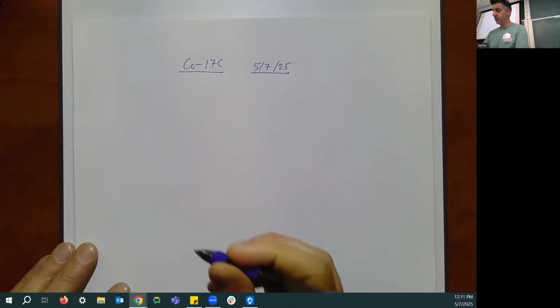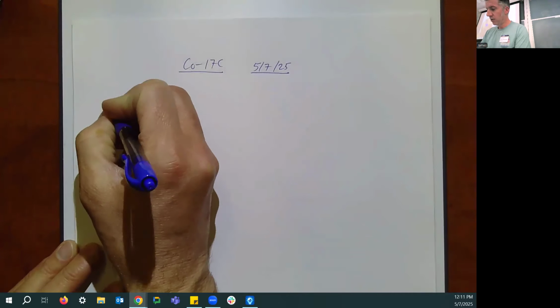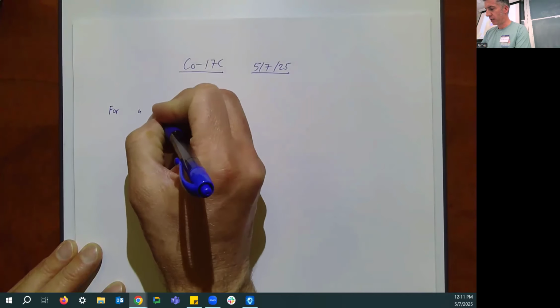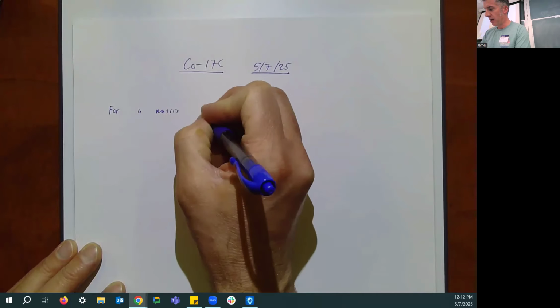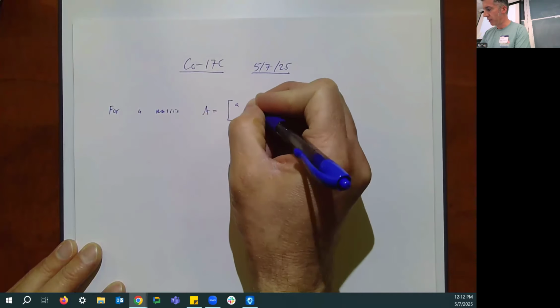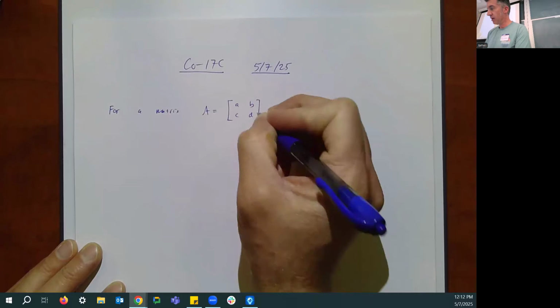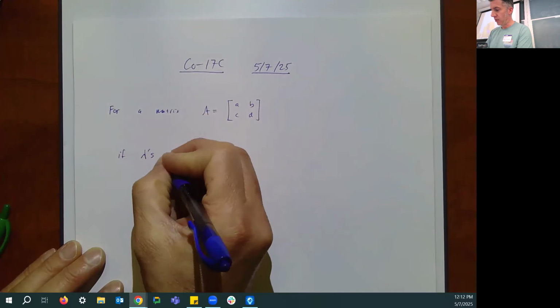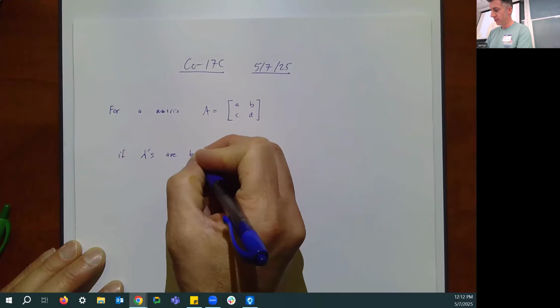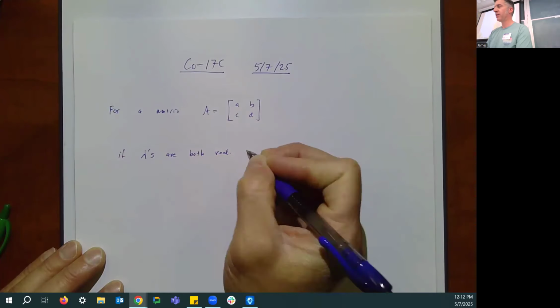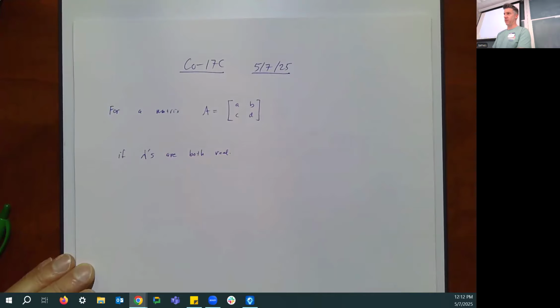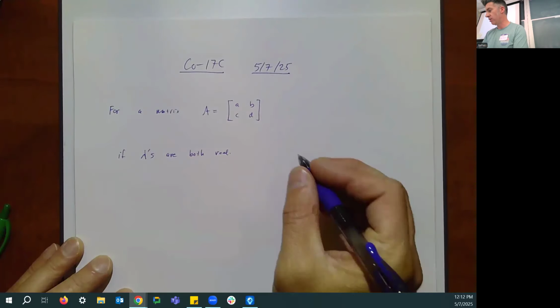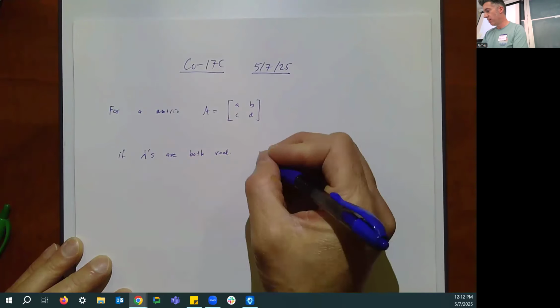So I'll just point out, for a generic matrix A equal to A, B, C, D, if we find the eigenvalues, if the lambdas are both real, I should just say real, because if one of them is real, they both have to be real. There's no one real and one imaginary situation here. But if the lambdas are both real, then the solution is relatively straightforward.